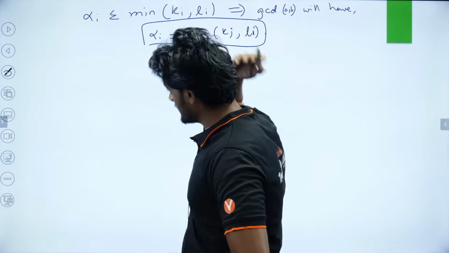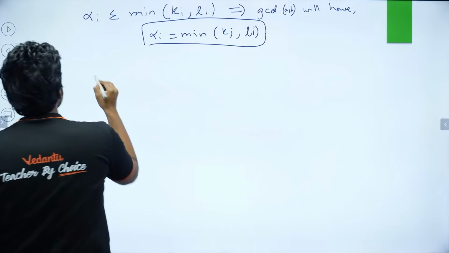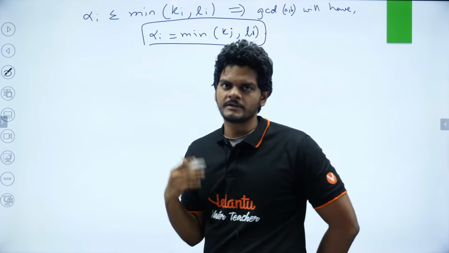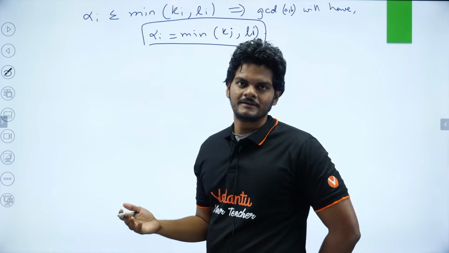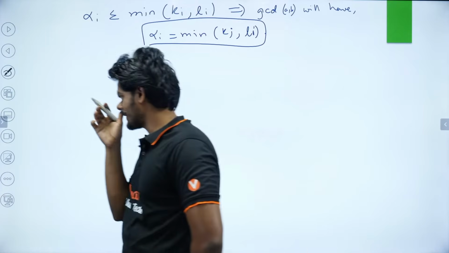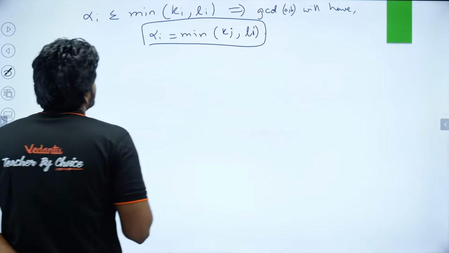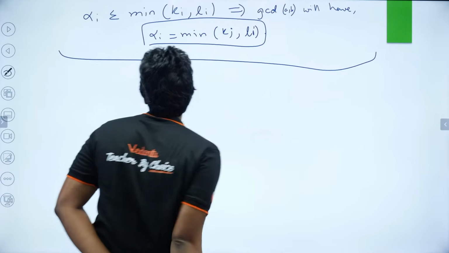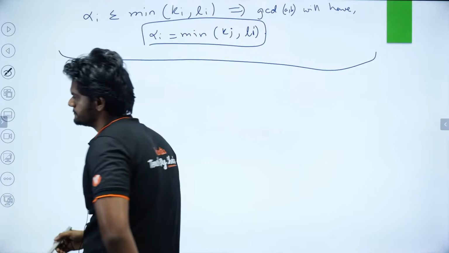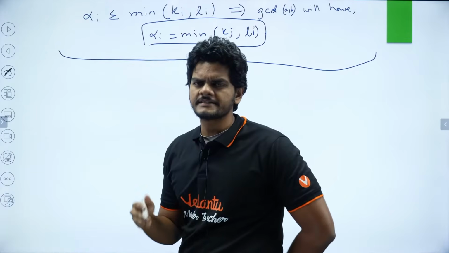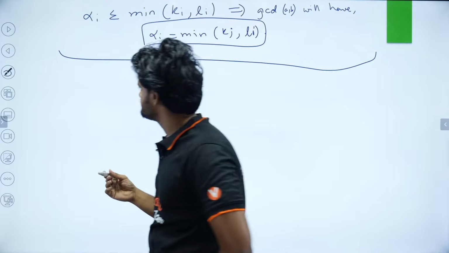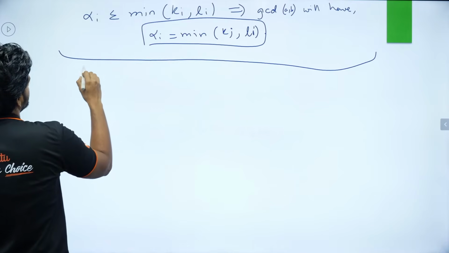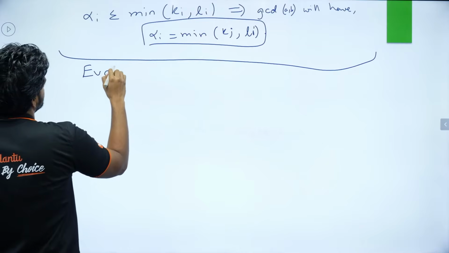Now, this representation is very important, because now we got the GCD in terms of the prime factorization as well. There is another way to look at GCD, right. It is by Euclid's algorithm. So, what is Euclid's algorithm?